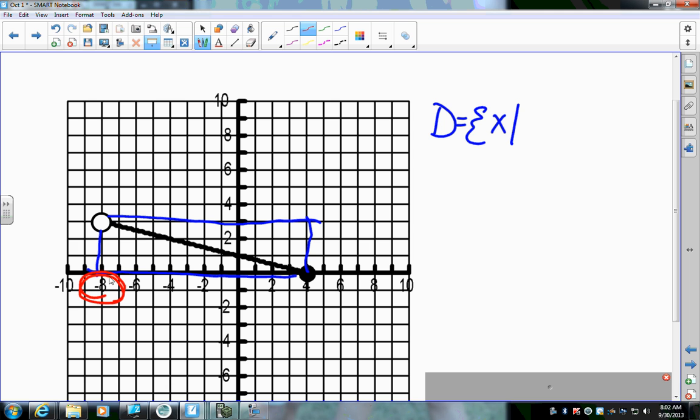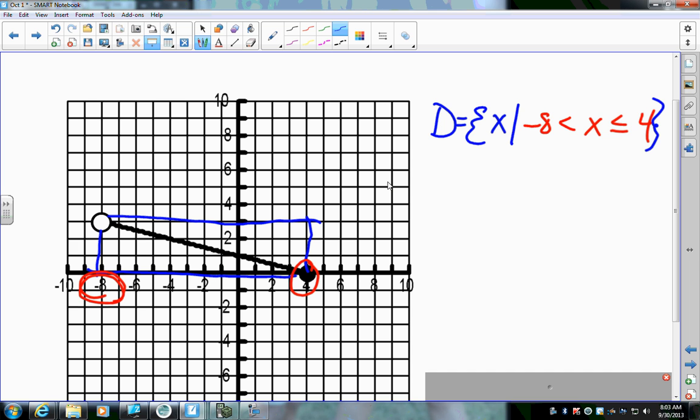What's that number? Negative 8 less than x. Now, do I put an equal to at this one? What kind of circle is that? It's an open circle. So you don't put an equal to bar. Then I come all the way out to the right. What number is this? Or I have my less than symbol. Do I put an equal to or leave it alone? An equal to. That's my domain.